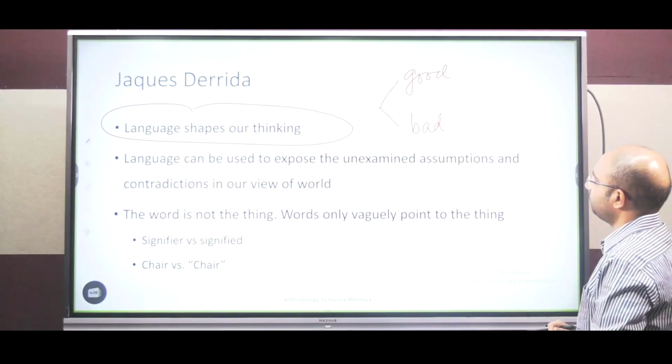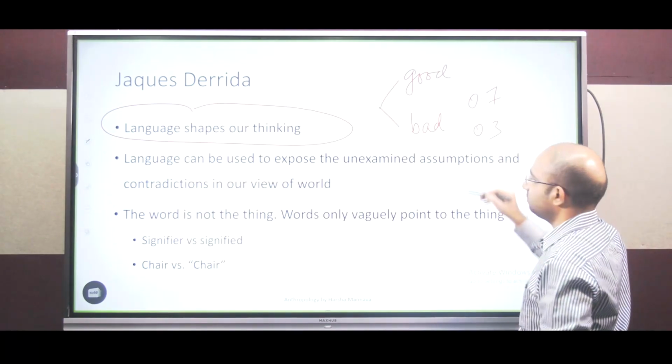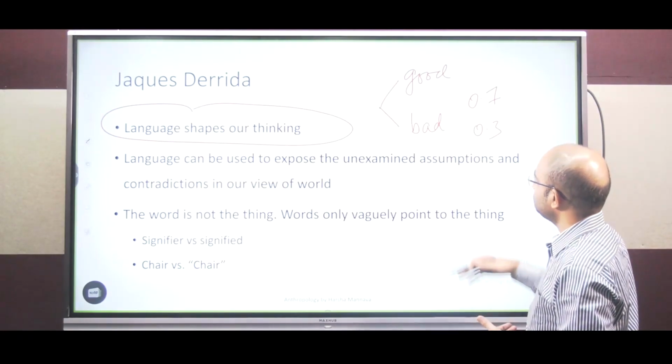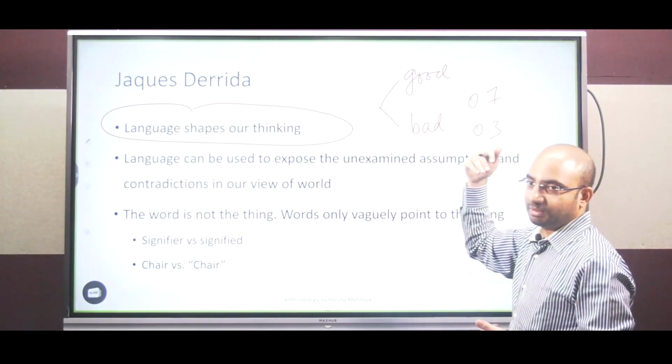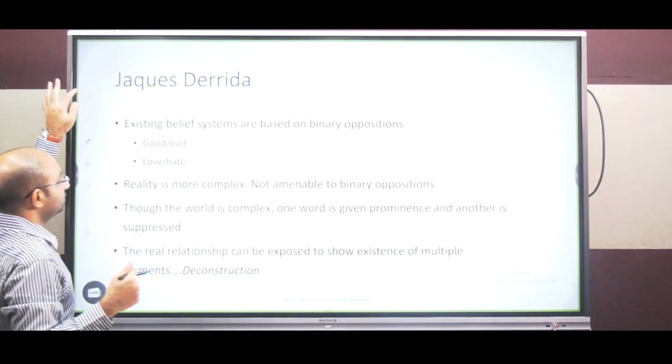So when you describe a person, will you say he is 0.7 good, 0.3 bad? No, you will say he is good or bad, that's all. But the reality is that he is both good and bad. But language cannot capture this complexity. So he says language shapes our thinking.